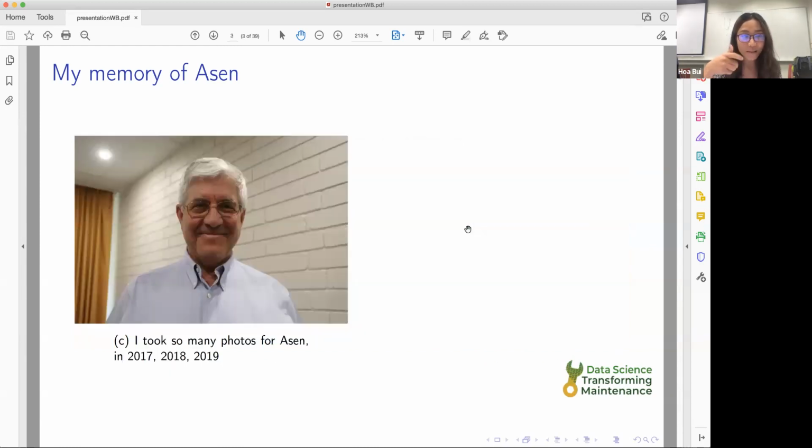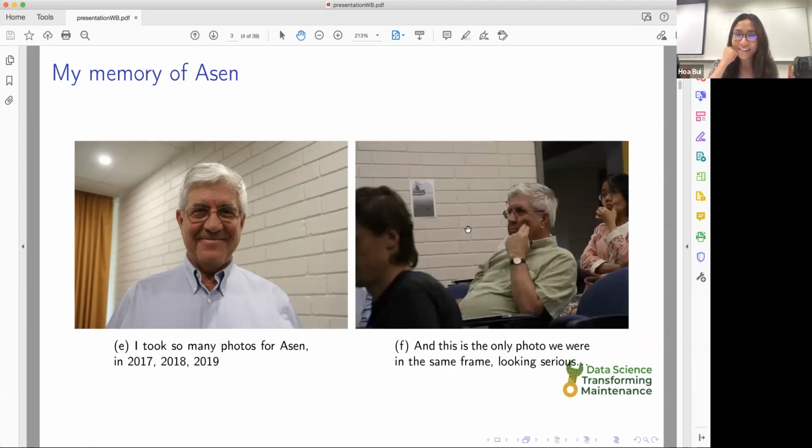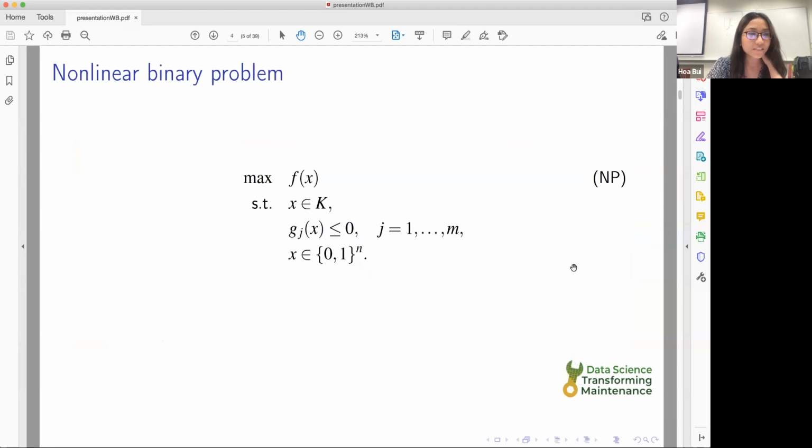And then I met him many times, and I took so many photos for Asen, but unfortunately we didn't have any photo together. So the closest one that I can find is this one where we are in the same frame with Scott. So we look very serious. I really like this photo a lot. Okay, so now back to the serious stuff.